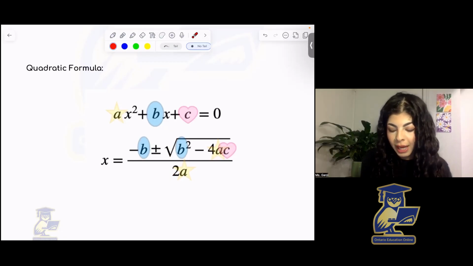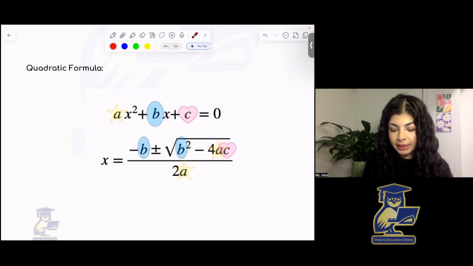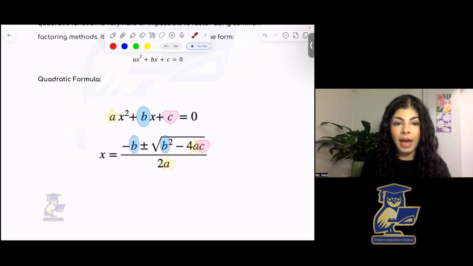Now those a, b, c's come from our quadratic function. So a is our coefficient of x squared, b is our coefficient of x, and c is our constant term. If you substitute those values, you should get your x values or the solutions of x, which are the roots to your function.